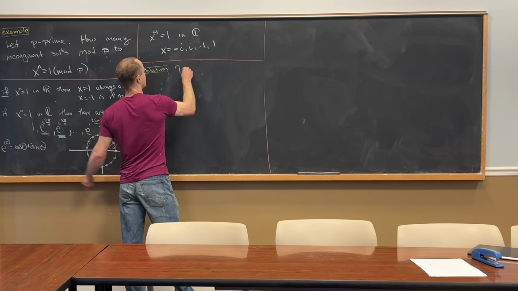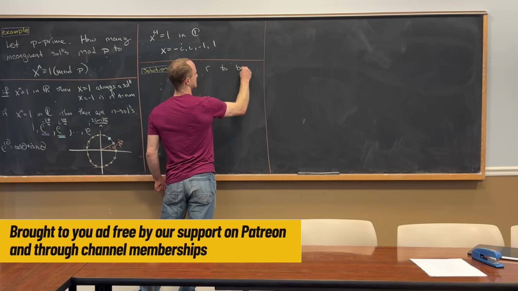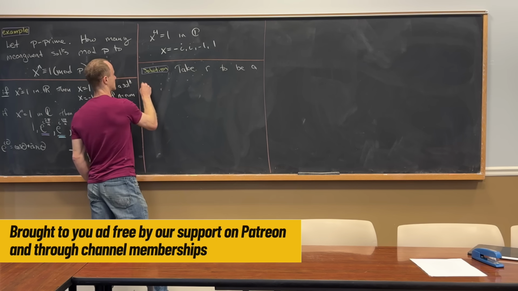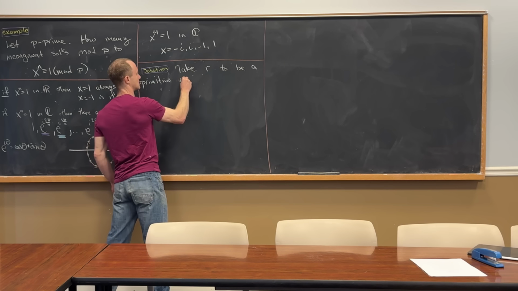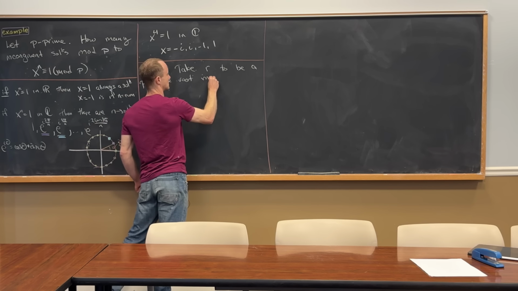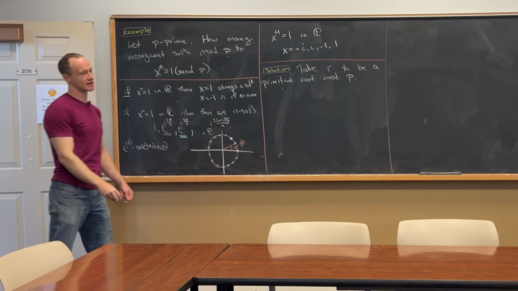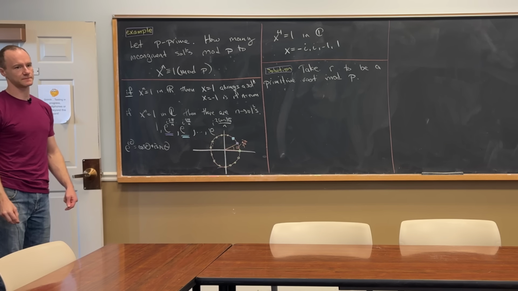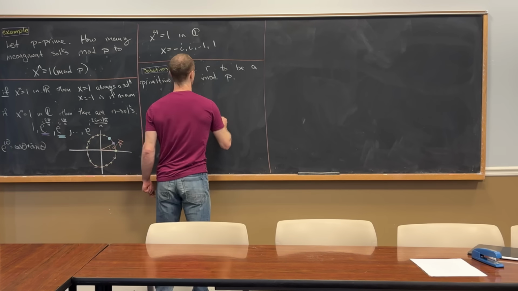So is there a primitive root mod p? Is p on our list over there where there are primitive roots? Yeah. So there is a primitive root mod p. Okay? So, well, what does that mean?